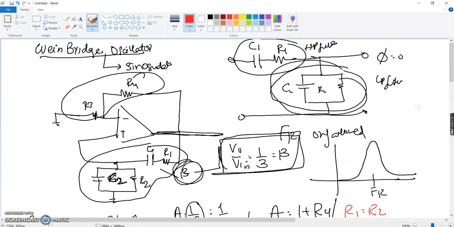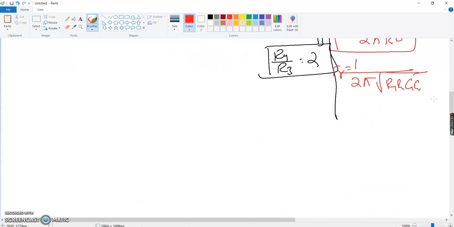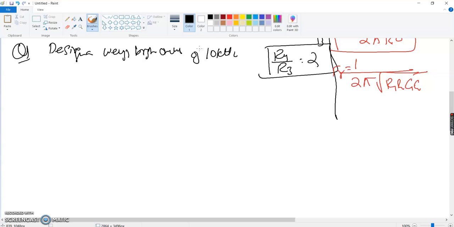All right, so this is the circuit as you can see over here. I'm going to put forward a design question that says: design a Wein bridge oscillator of frequency 10 kilohertz. First, I'm going to do it with the simple steps: R1 equals R2 and C1 equals C2, nothing else, right? Then both values are the same and my frequency is 10 kilohertz.